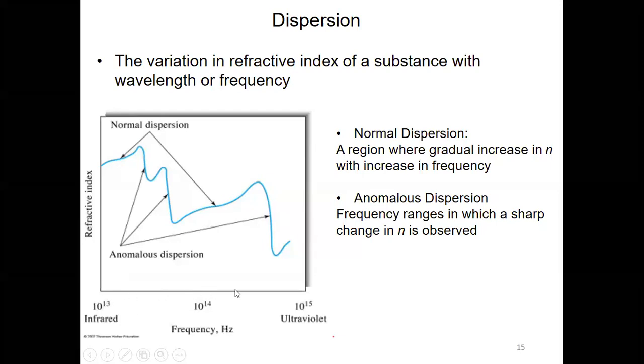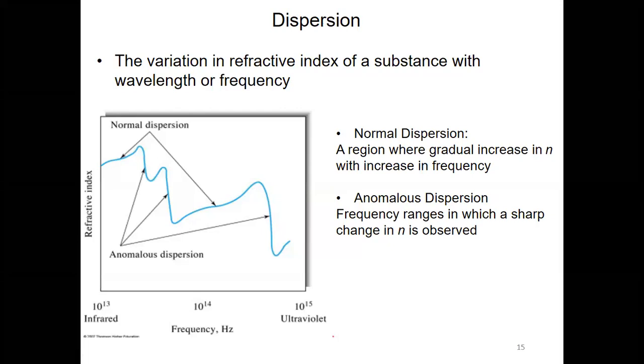When the frequency or the wavelength changes, if you see a refractive index change like this, in this region there's a gradual increase in the refractive index with the frequency. And in this range also, there's a gradual increase of the refractive index with the frequency. If you see something like this, a gradual increase of the refractive index with the frequency or the wavelength, that is what we call normal dispersion.